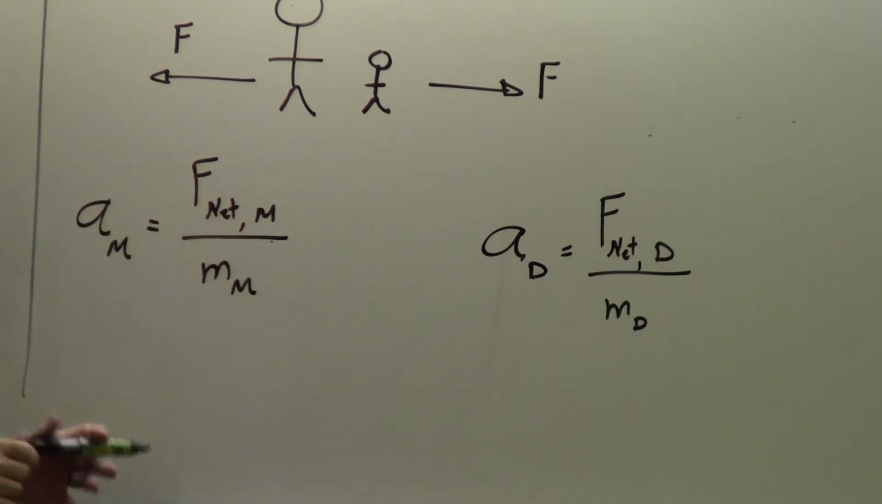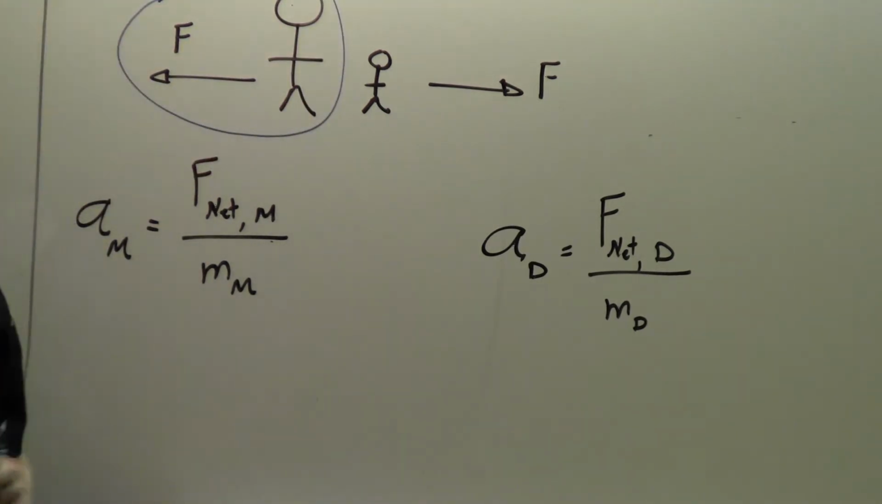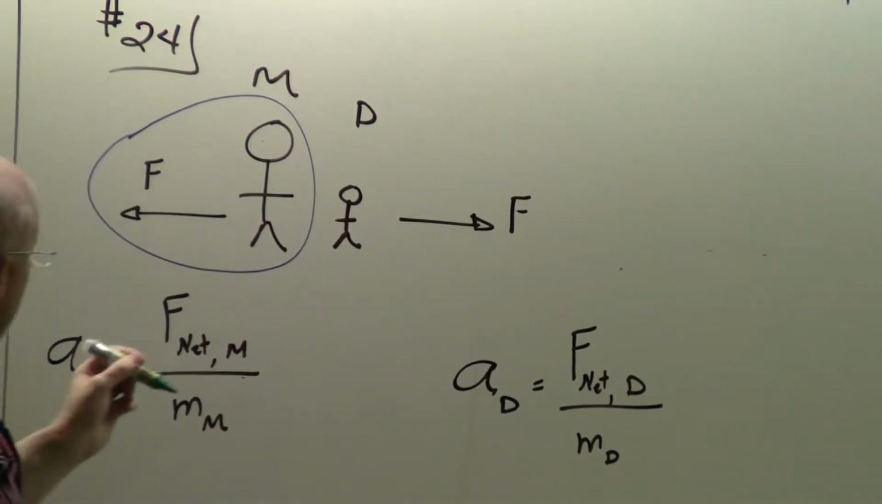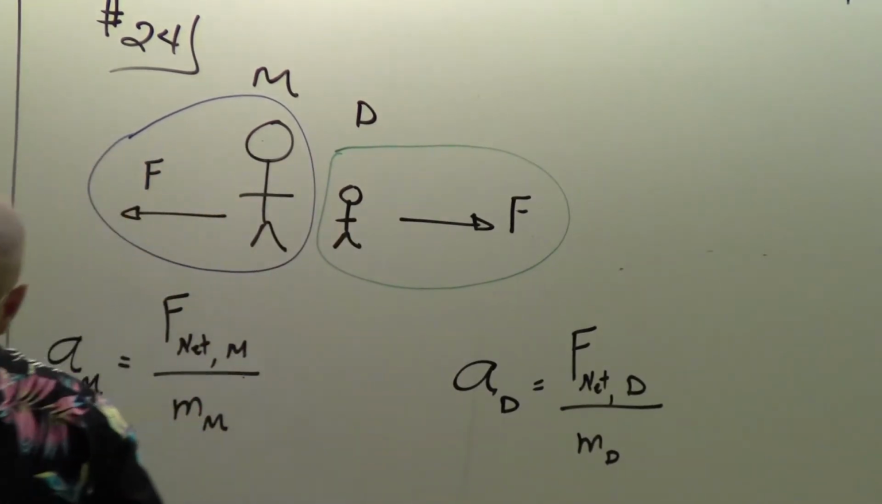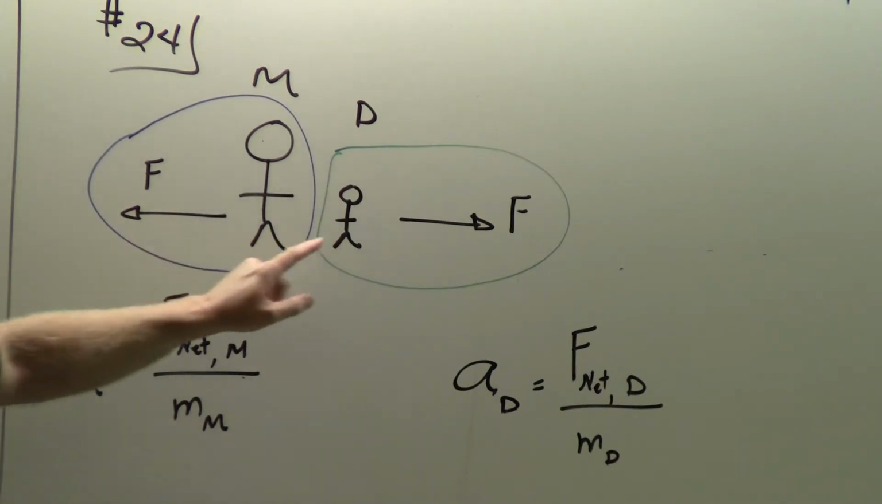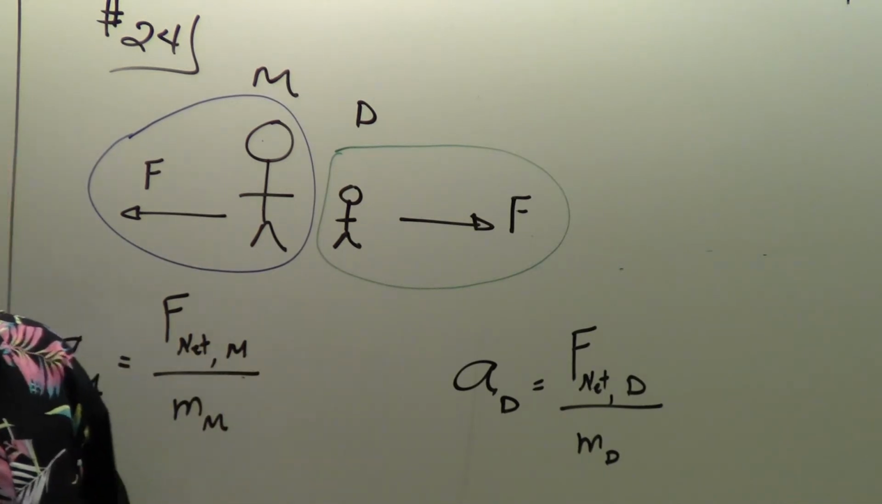on mother. And so I'm going to put a blue line around what I'll call the free body diagram of mother, and I will put a green line around what I'll call the free body diagram of the daughter. Notice that these forces are on different objects. So when you go to add them together, you would not add this force together with that force because they're not on the same object.